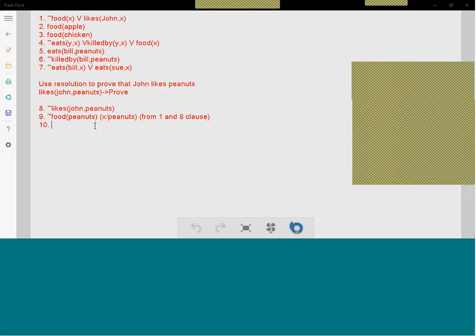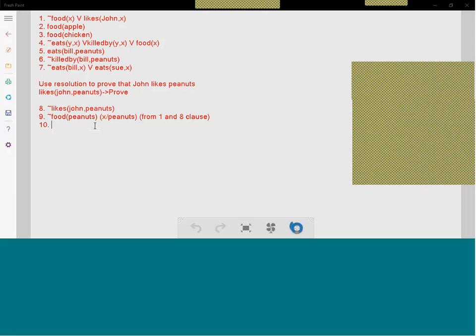Then we have complemented that. If we find a solution, what is our assumption? Our assumption, negate likes John peanuts, is true. If we find an empty clause, then our assumption is not correct, meaning negate likes John peanuts is not correct. So what is correct? The opposite one, likes John peanuts. So understand carefully.